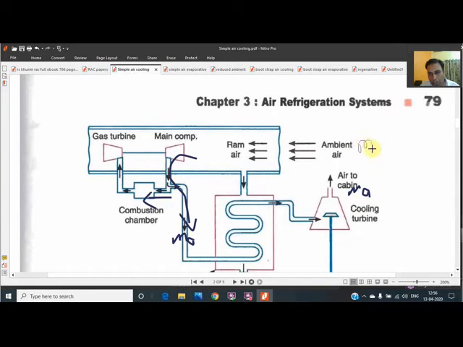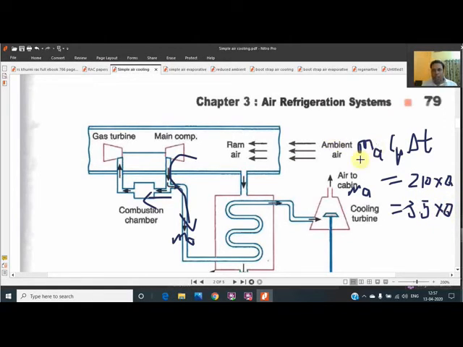There is one and only single formula for determining MA, that is MA Cp delta T equals the refrigerating effect. And if the ready-made refrigerating effect is given in the question, it is 210 into Q if you are going through the Khurmi book, or 3.5 into Q if you are using the SI system. You can use anything. And MA Cp delta T is important at whatever refrigerating effect you are giving.